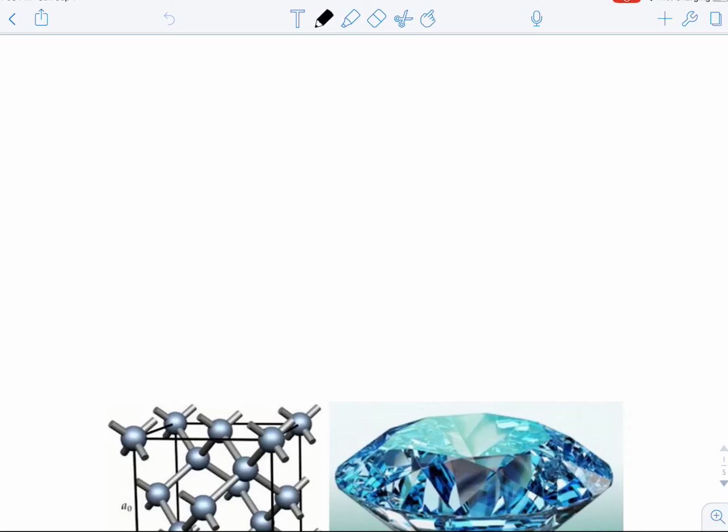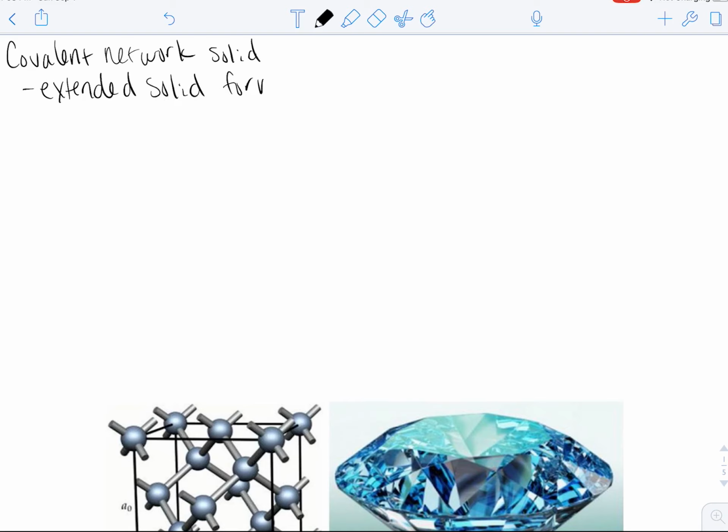Hello, in this video we're going to be talking about semiconductors and covalent network solids. A covalent network solid is an extended solid formed from nonmetals or metalloids. These are going to be things where we have covalent bonds connecting all the atoms together.